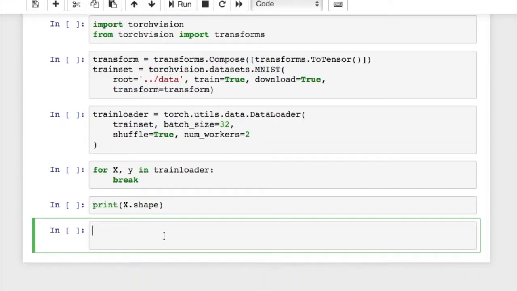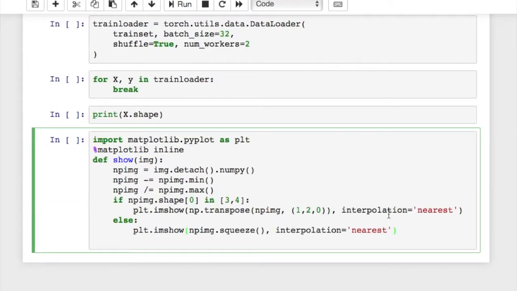Since the data are images, it's normally a good idea to have a look at the images, to make sure that we have loaded the data correctly and get some rough idea about what kind of images they are. So I just copy and paste the visualization code here. It's not difficult, it's not complicated, and you will get it from the notebook.